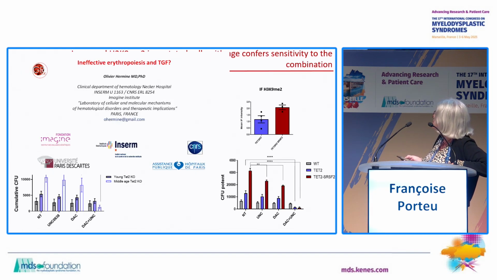This is what we found also in TET2 mice, where the increase in H3K9 dimethylation correlates with the increased sensitivity to the combination, and this is true also here in TET2 SRSF2 mice, where the combination kills all the mutated cells, but not the wild-type cells.